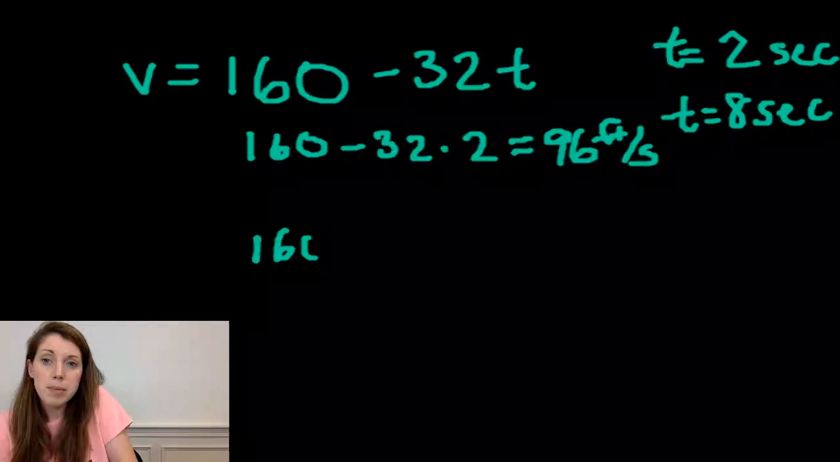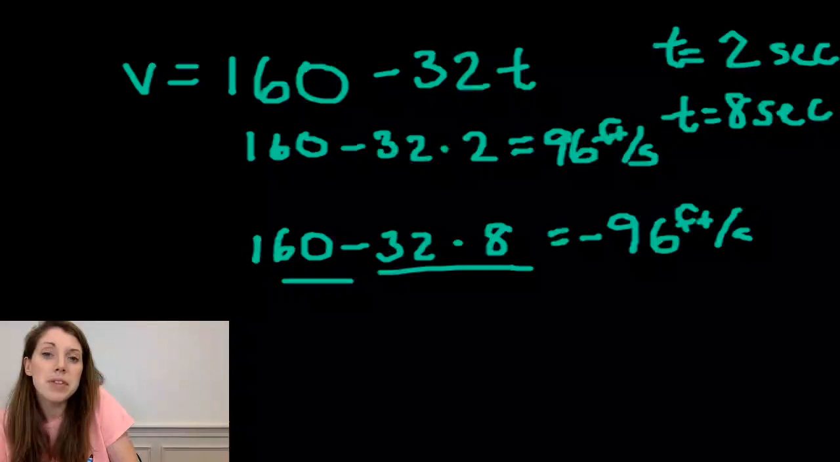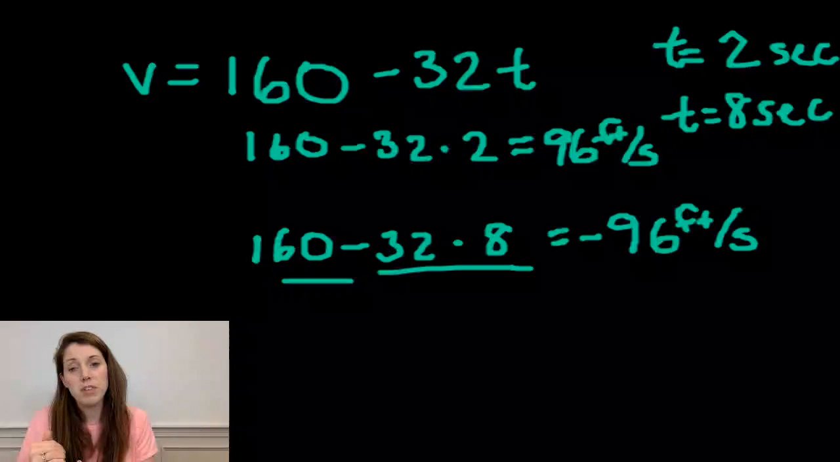If, on the other hand, I plug in 8, I'm going to have more negative than positive, and so my answer is going to be negative 96 feet per second. But that should make sense to us, right? It has a positive velocity on the way up and a negative velocity on the way down. So that is the answer. At 2 seconds, it's 96 feet per second. At 8 seconds, it's negative 96 feet per second.